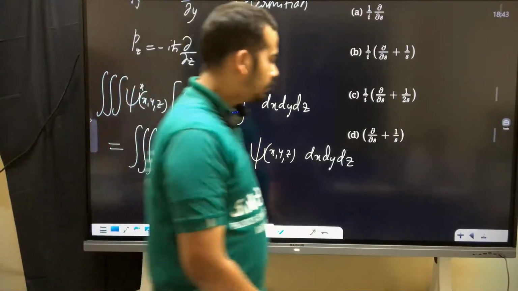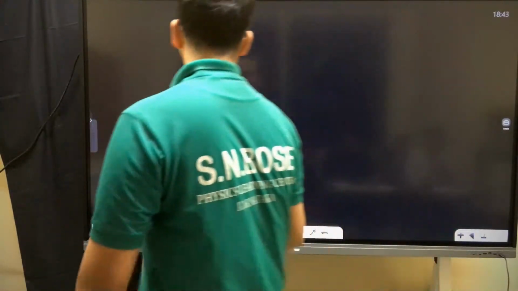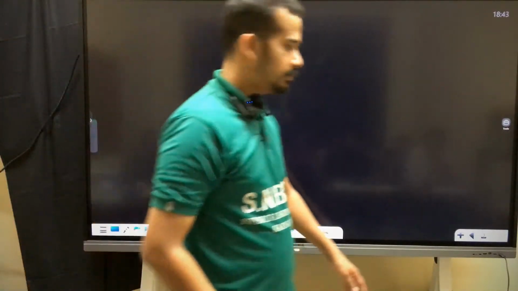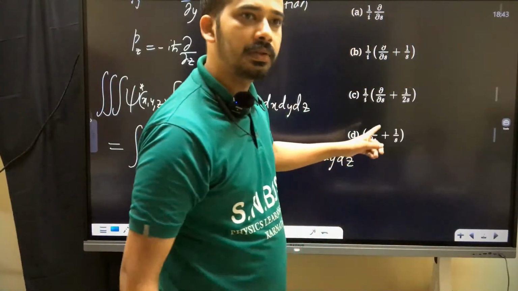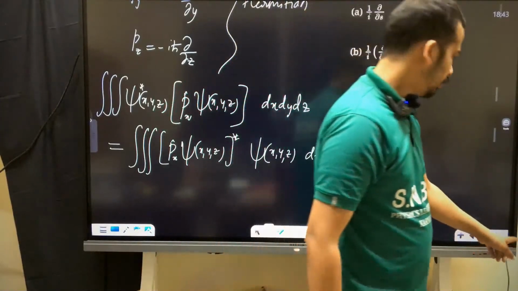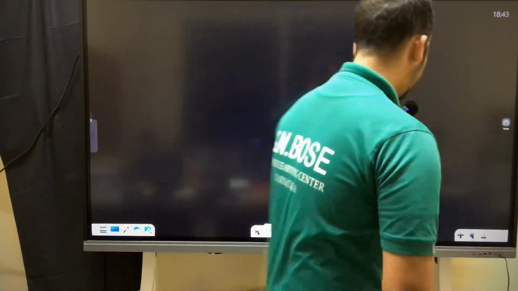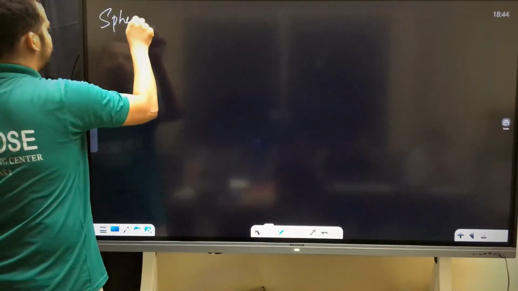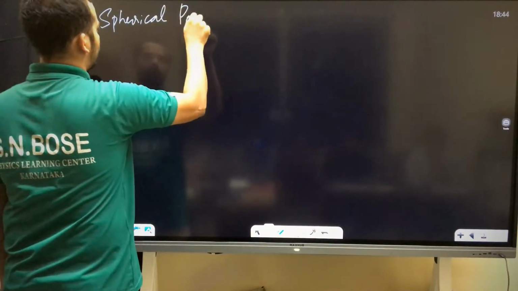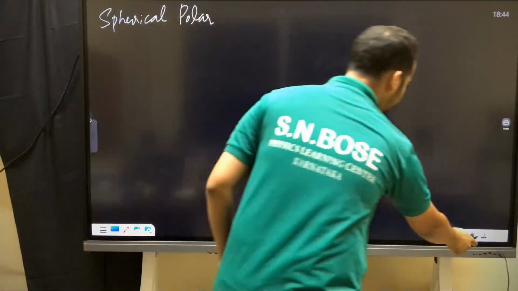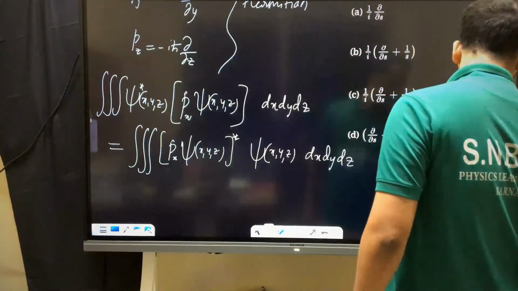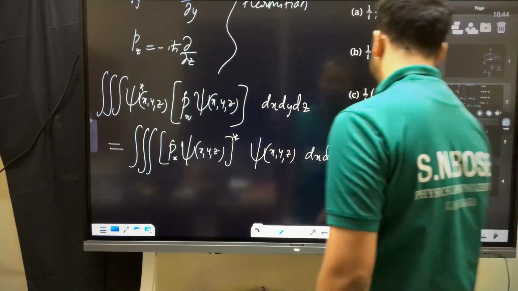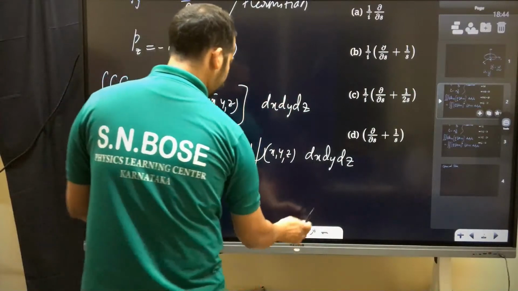But the same thing is not true if I define PR. I'll do it in polar coordinates. Later maybe you can do it in cylindrical coordinates. Let me do a very similar problem in spherical polar coordinates. If I go to spherical polar, I was talking about Cartesian here.